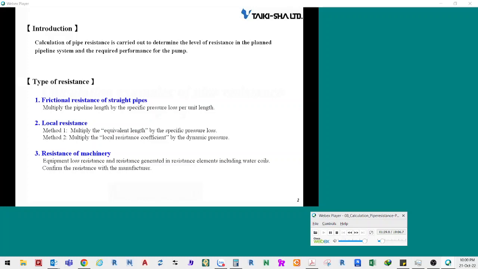Local resistance, designated as item 2, is generated at deformed portions where pipes are bent, branched, joined, and transformed, or at valves. This resistance can be determined, for example, by multiplying the equivalent length by the specific pressure loss, or by multiplying the local resistance coefficient by the dynamic pressure. Resistance of machinery, designated as item 3, is generated in machinery including coils.